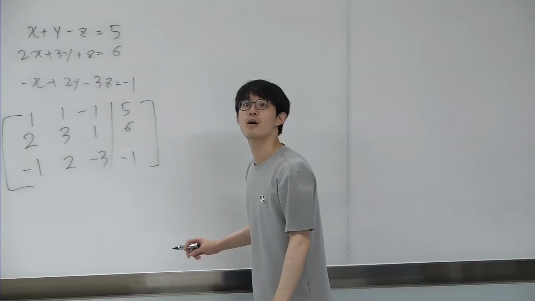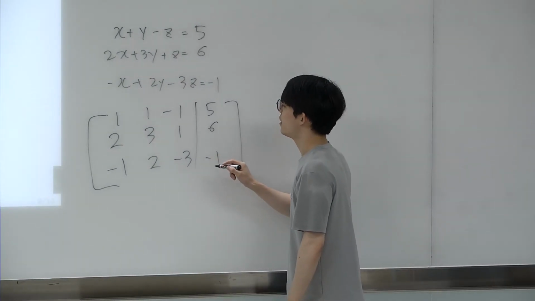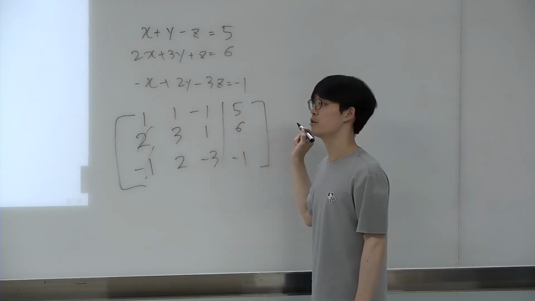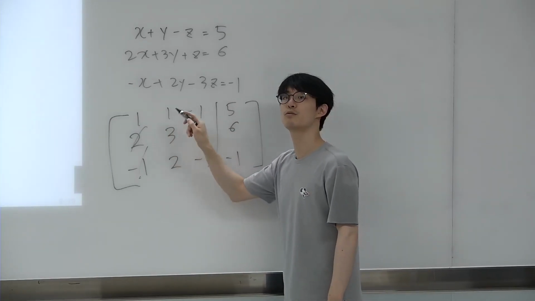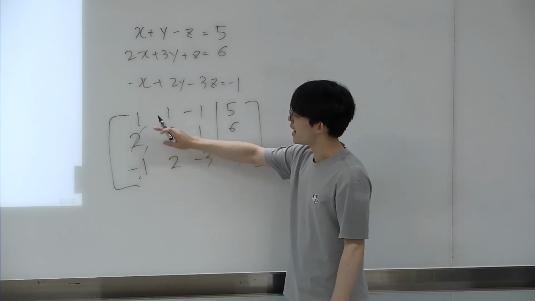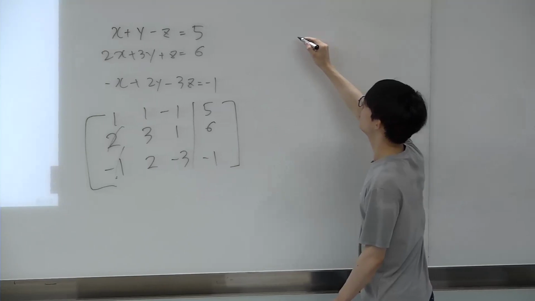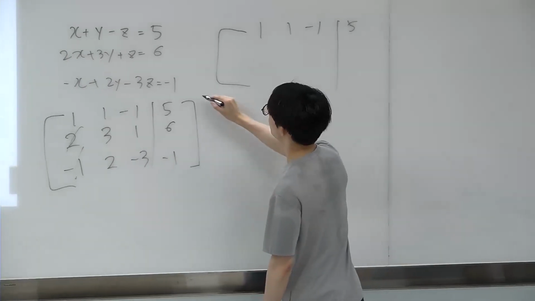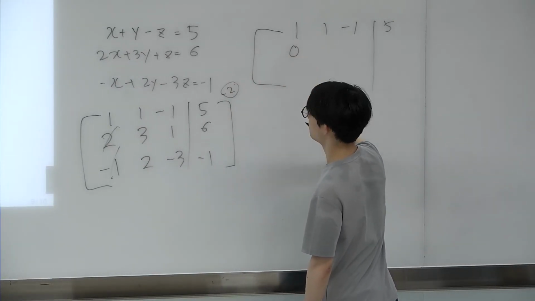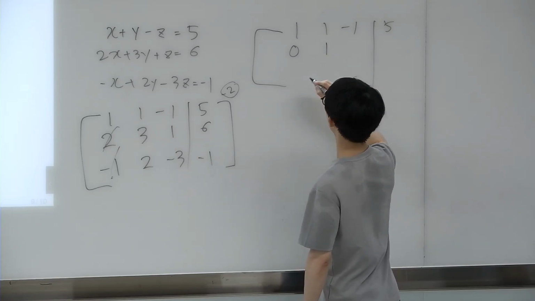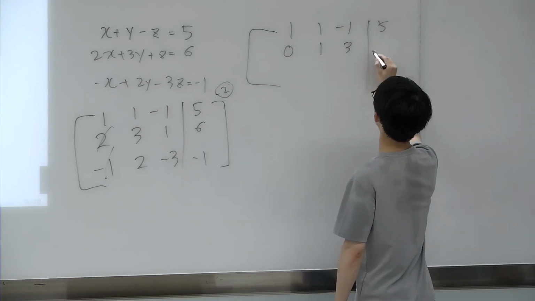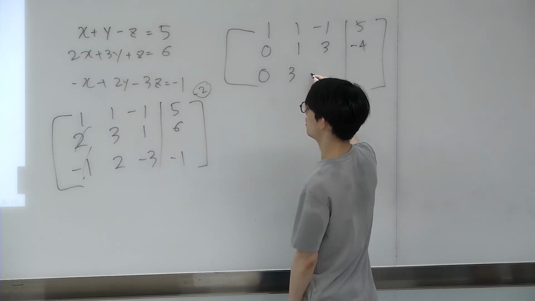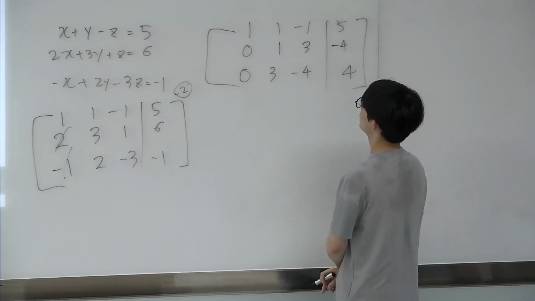What we're solving right now is, we're going to also take out the x parts. We can do this by multiplying the first row with some numbers. For the second row, we can just multiply minus 2 in the first row, and for the third row, we can just add the first row. And then what you get is simple: 1, 1, minus 1, 5; multiplying by minus 2, you get 0, 1, 3, minus 10, minus 4. And adding the first and the third row, you get 0, 3, minus 4, 4.